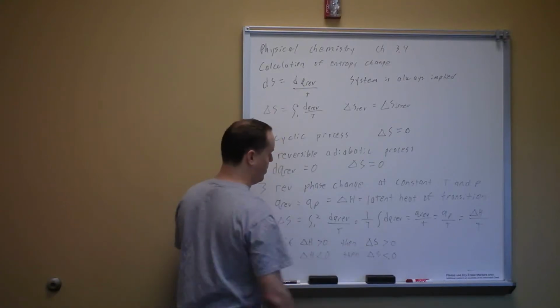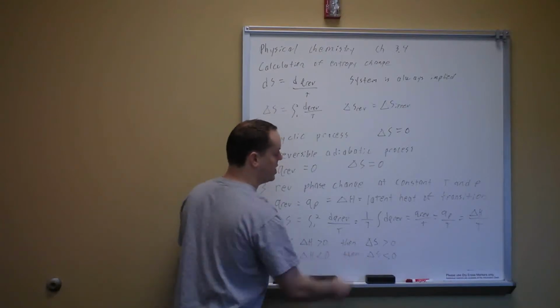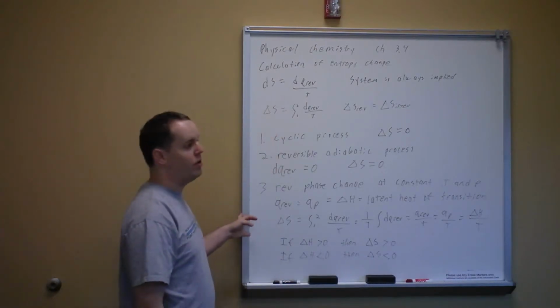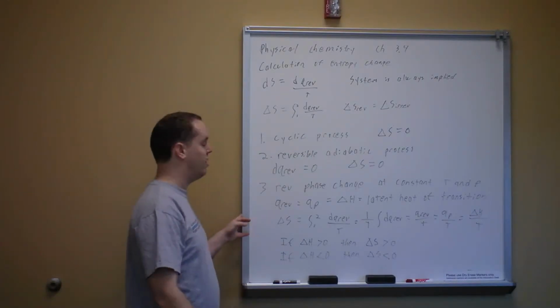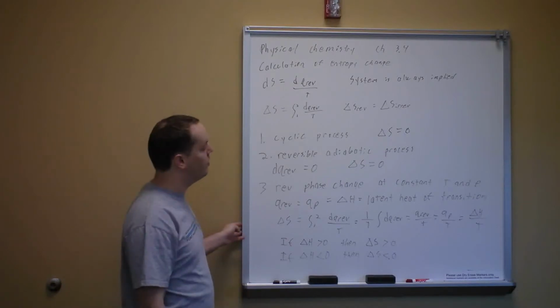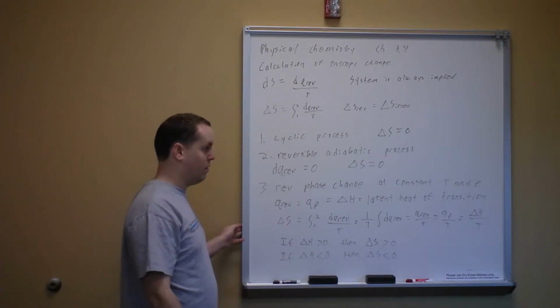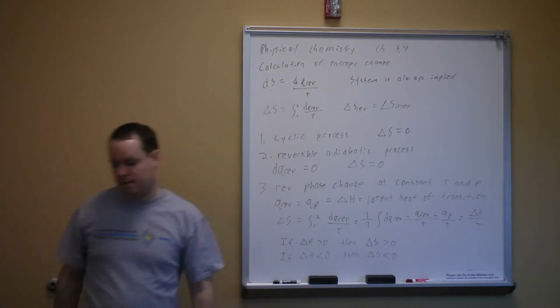You should be able to tell from this formula then that if the latent heat of transition is positive, then the change of entropy is going to be positive. And likewise, if the latent heat is negative, then the change in entropy is going to be negative. So what this tells you is that if you're melting, you're increasing entropy of the system. If you're freezing, you're decreasing the entropy of the system. Likewise, if you're boiling, you're increasing the entropy of the system. And if you're condensing, then you're going to be decreasing the entropy of your system.